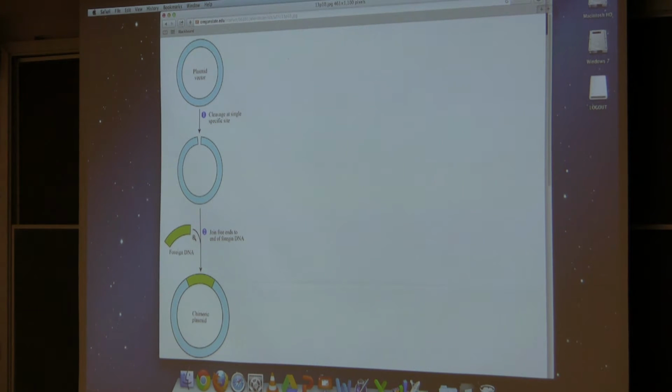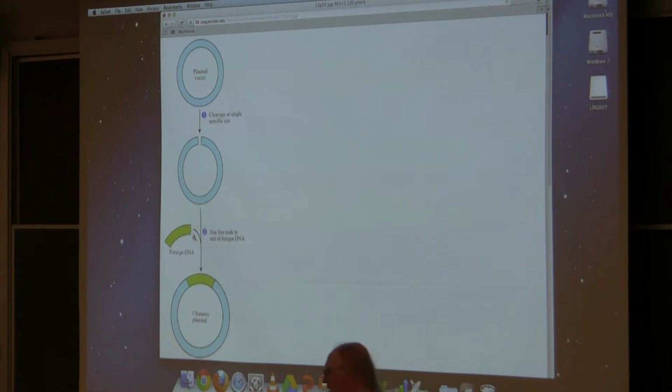Let's review what's in this vector. A vector has a DNA replication origin. A vector is obviously circular, like a plasmid. It has antibiotic resistance. And a true vector has a promoter.